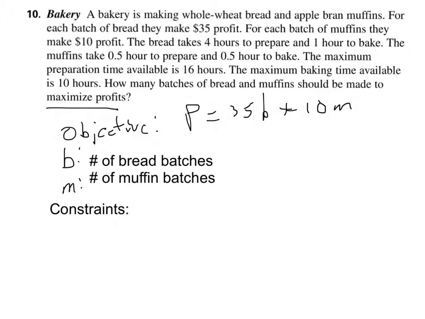In the problem, they give me constraints. Now, two constraints are not listed and are never listed, but you just need to know these two constraints because this word problem is about the number of batches of bread and the number of batches of muffins, and you can't have negative batches of bread or muffins. So two constraints that are not listed are the fact that B is greater than or equal to 0, and M is also greater than or equal to 0.